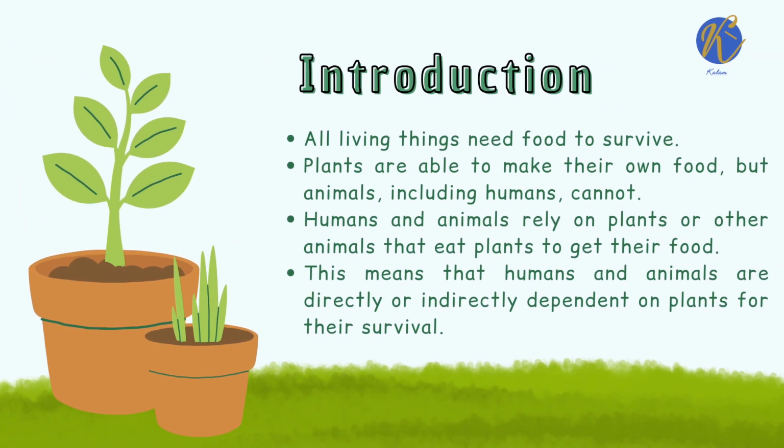All living things need food to survive. Plants are able to make their own food, but animals, including humans, cannot. Humans and animals rely on plants or other animals that eat plants to get their food. This means that humans and animals are directly or indirectly dependent on plants for their survival.